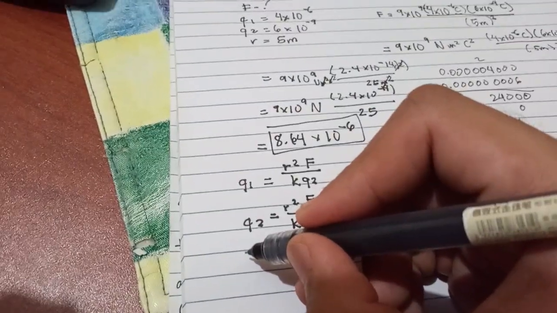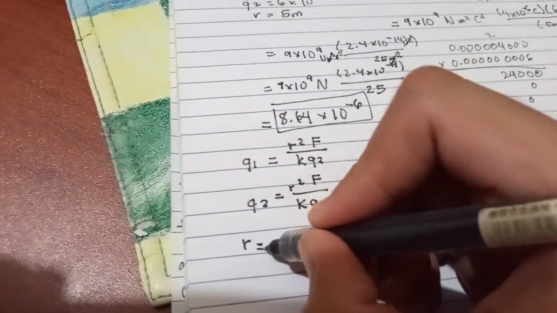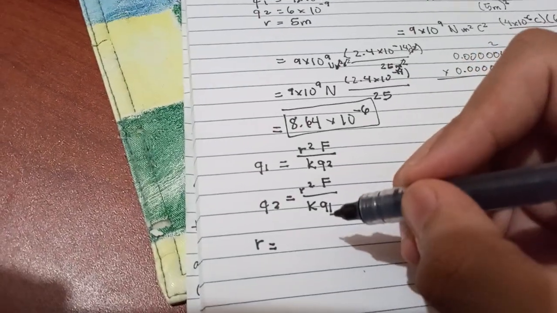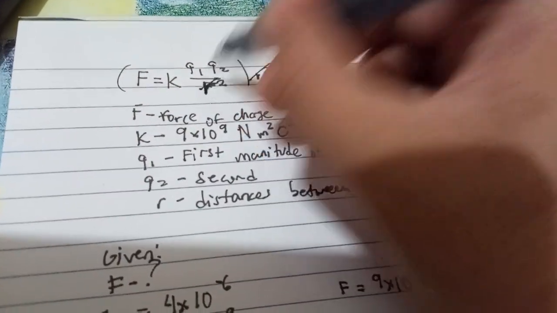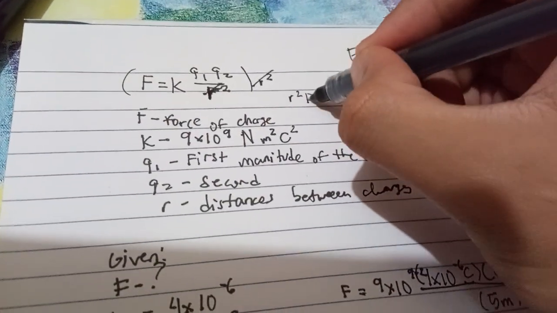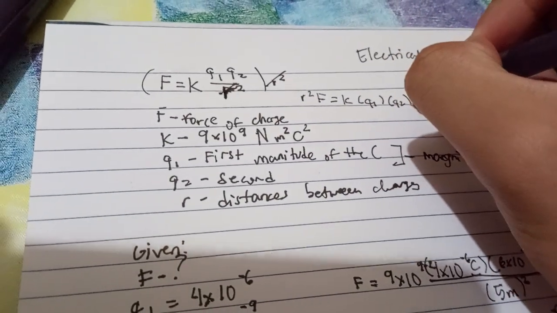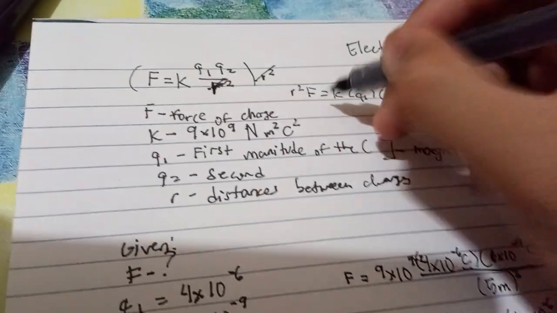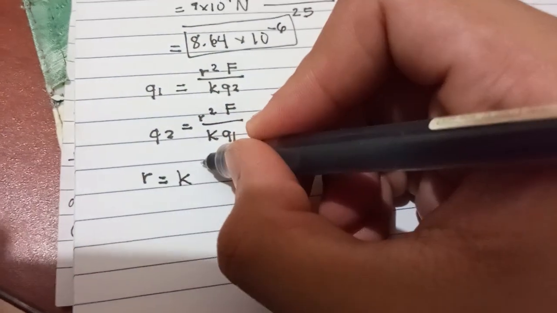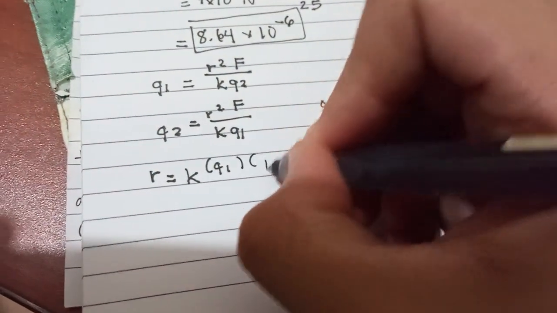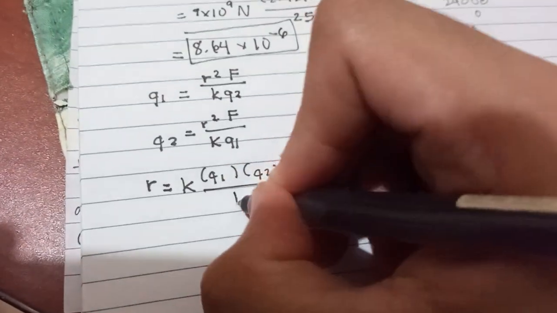Then we get R, where the formula is derived. Times R squared, cancel R, and R squared F is equal to K times Q1 Q2, divided by F. Okay, so R is equal to K times Q1 times Q2 over F.